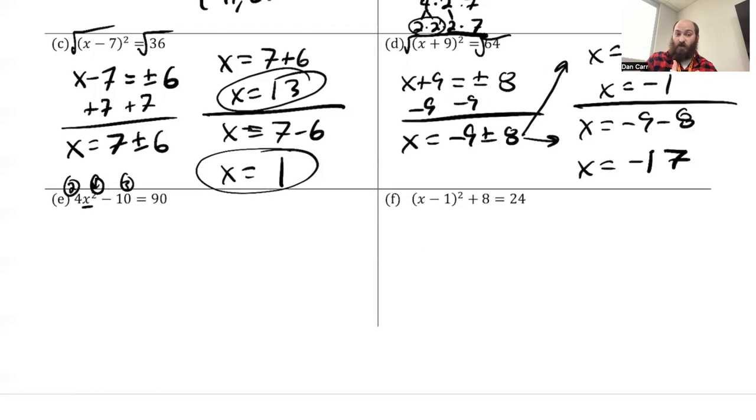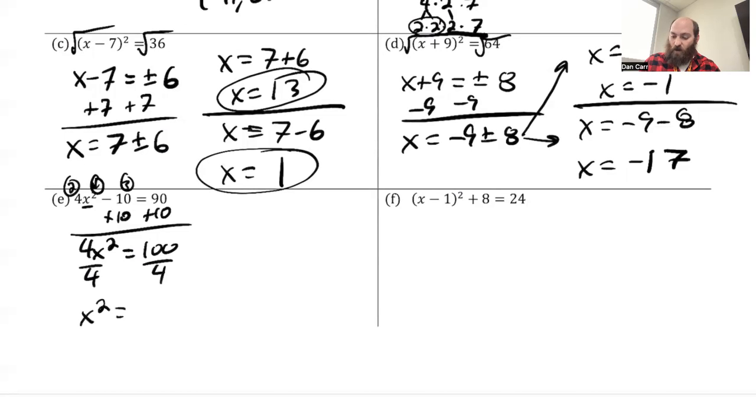So I'm going to undo those steps in the reverse order, which means I'm going to add 10 to both sides. So 4x squared is equal to 100. Now I'm going to undo the times 4. So I'm going to divide both sides by 4. So x squared is equal to 25. And then I'm going to undo the squared by doing the square root. So x equals plus or minus 5.